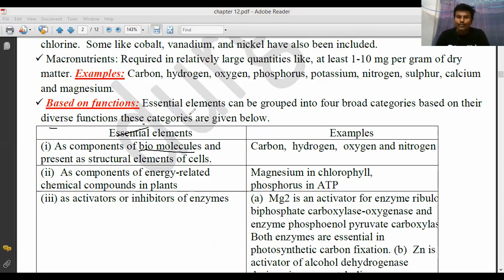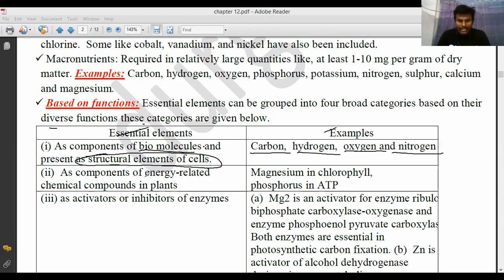All biomolecules contain essential elements like molybdenum, iron, zinc, cobalt, chlorine, carbon, hydrogen, oxygen. They are present as the structural elements of the cells. Any organism's structural component of the cell contains biomolecules. So what are those essential elements? Carbon, hydrogen, oxygen, and nitrogen. Those are all called essential elements.